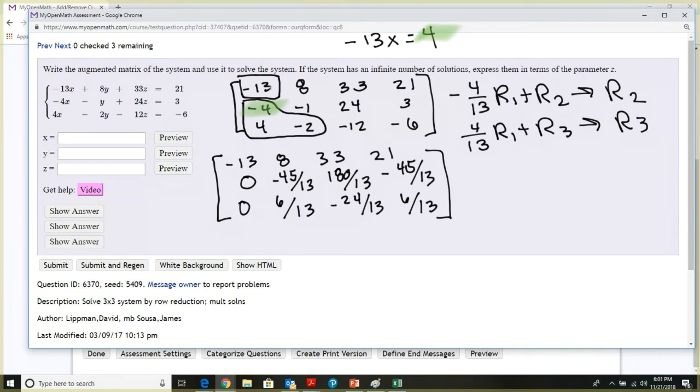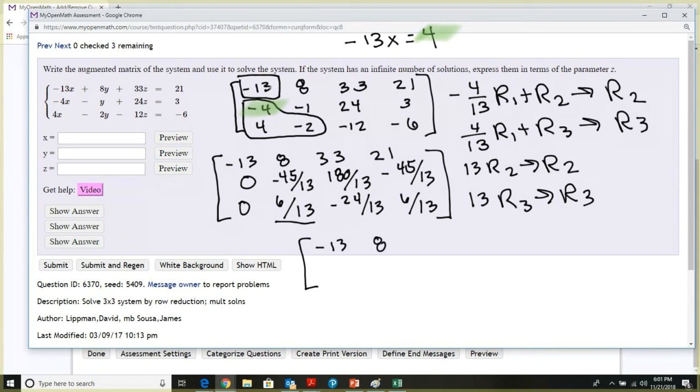Actually, we still need this one to be a 0, but we'll do that in a second. So let's just multiply 13 times row 2 to get a nice new row 2, and 13 times row 3 to get a nice row 3. Notice all that's going to do is eliminate all those fractions. So now we've got negative 13, 8, 33, 21, 0. Oh, you know, we could have done better than that. The 13 will get rid of the bottoms, but look at 45 and 180.